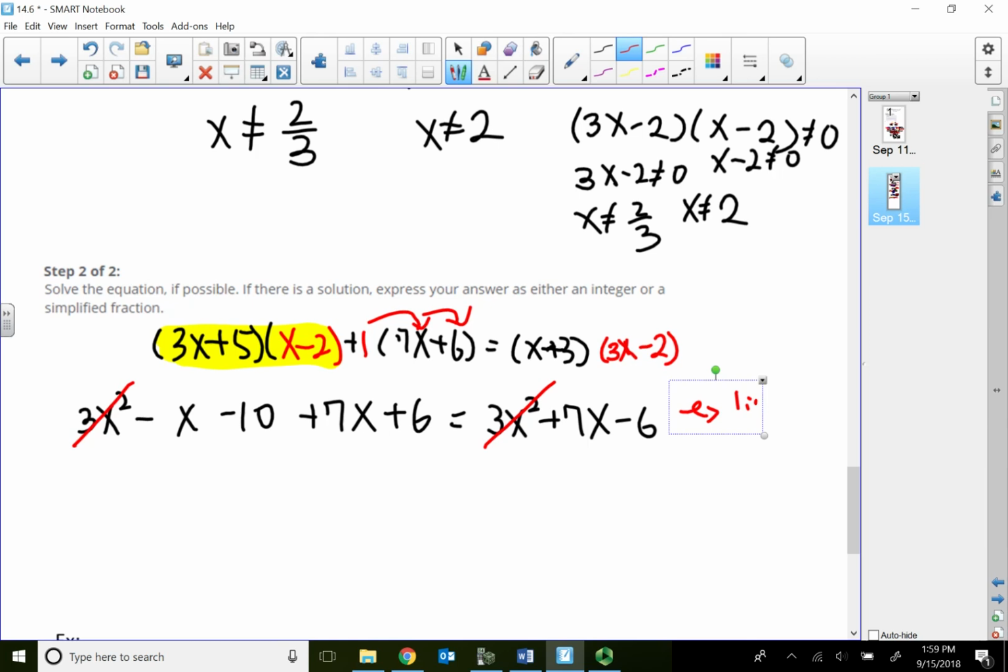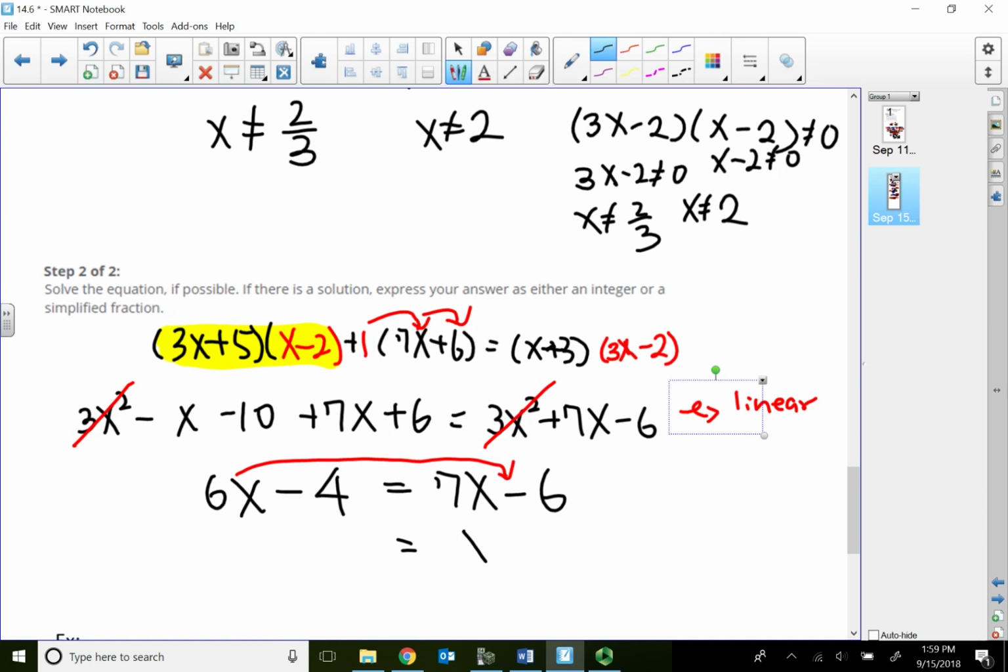So once again, I got myself a linear equation to solve. Let's clean this up on the left side. Negative x plus 7x is 6x. Negative 10 combined with positive 6 is negative 4. The right side would just be 7x minus 6. So 7x is bigger than 6x. Let's move this over, it becomes minus 6x, so that will be 1x. Move the negative 6 to the other side, it becomes positive 6. Negative 4 plus 6 is positive 2. So my answer: x equals 2.